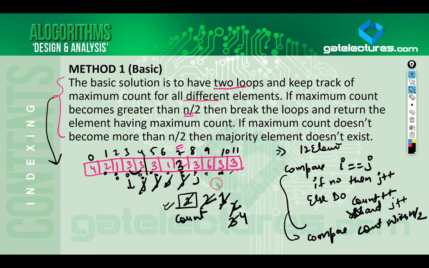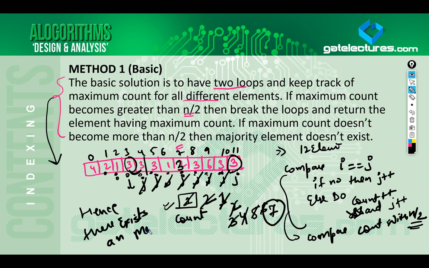Now again 3 and 3 are equal, so count will be 5. Again 6 and 3 are not equal. Increment J. 3 and 3 are equal, so count will be 6. Again, increment the value of J. This 3 and this 3 are equal, hence the count will be 7. So after the end of this loop, if you compare the value of count with n by 2, you can see count is greater than n by 2. Hence, there exists a majority element, which is 3. So for this particular array, 3 is the majority element.